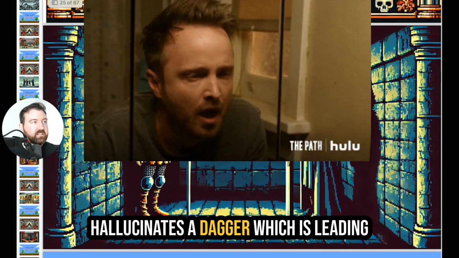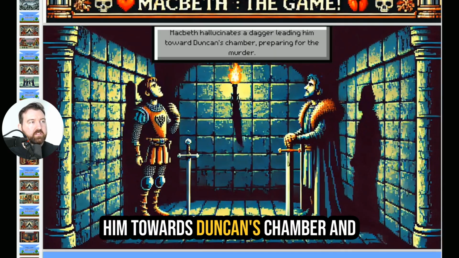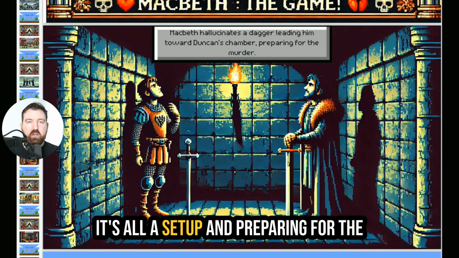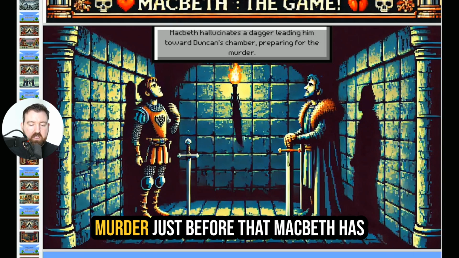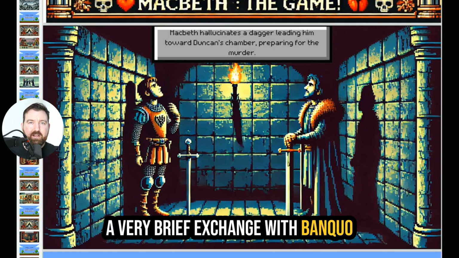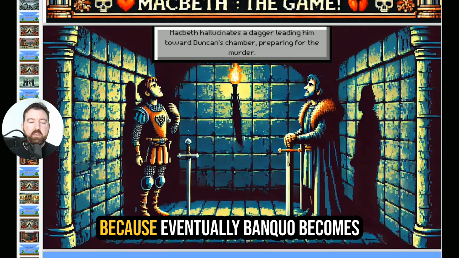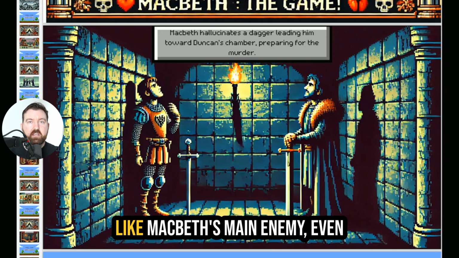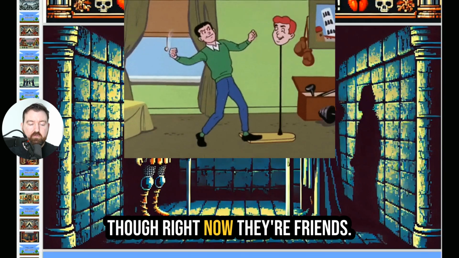Macbeth hallucinates a dagger which is leading him towards Duncan's chamber, and it's all a setup and preparing for the murder. Just before that, Macbeth has a very brief exchange with Banquo as well, and that's quite important because eventually Banquo becomes Macbeth's main enemy, even though right now they're friends.